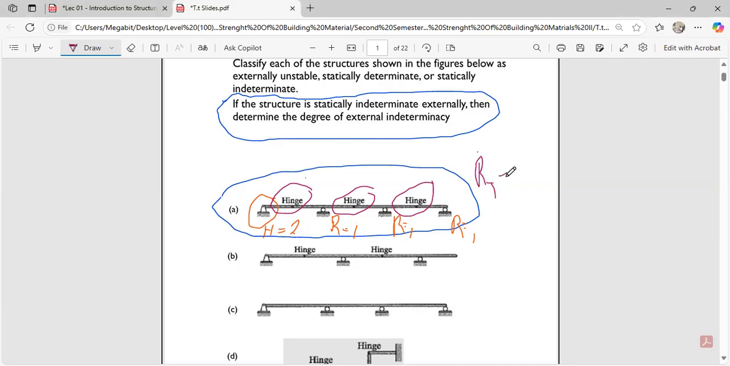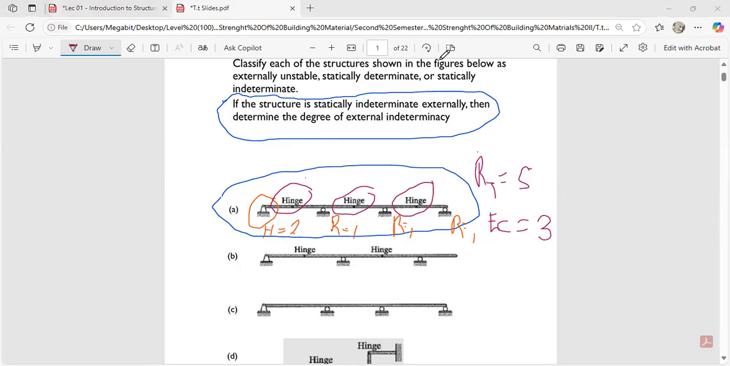Okay, can someone go ahead and classify the structure for me, straightforward, even before we go to solve? Since our total number of reactions is 5, and our EC is equal to 3. Okay, so from here we can go on to solve our problem.